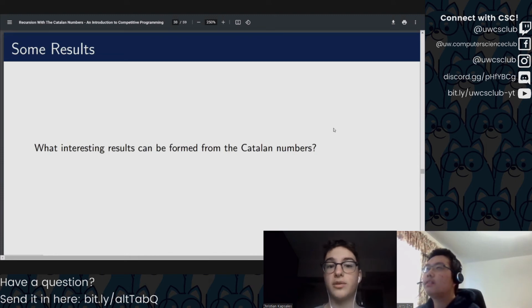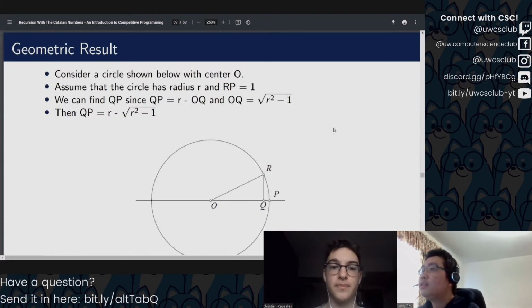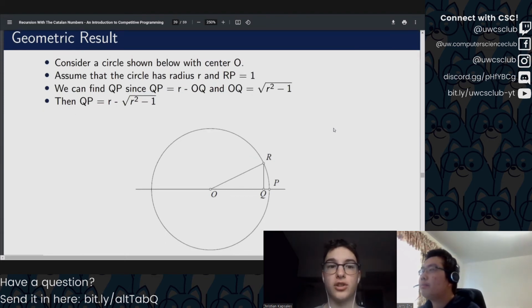So what are some interesting results that can be formed from the Catalan numbers? First, we'll talk about a geometric result. Consider a circle shown below with center O. Assume that the circle has radius r and RP is equal to 1. We can find QP since QP is equal to r minus OQ, and OQ is equal to the root of r squared minus 1. Then QP is equal to r minus the root of r squared minus 1.